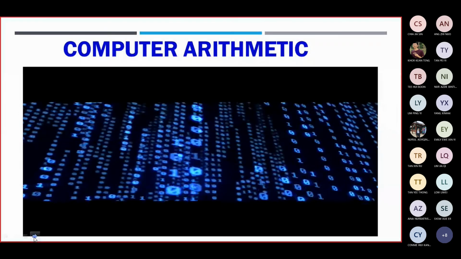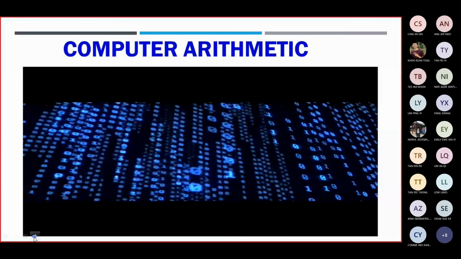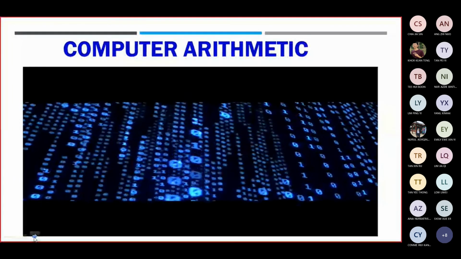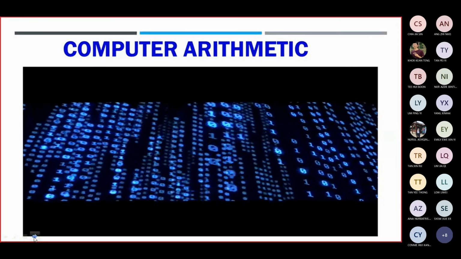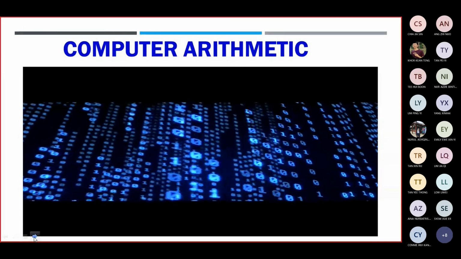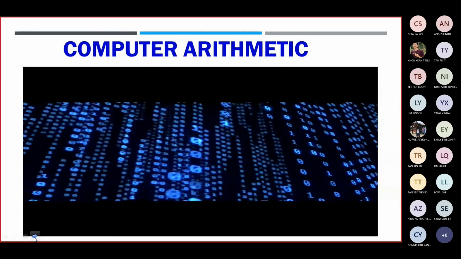Usually you need to understand how the computer or machine does arithmetic operations. This is what you're going to do in your exam as well. So in practice, you're going to attempt to calculate the way the computer does.